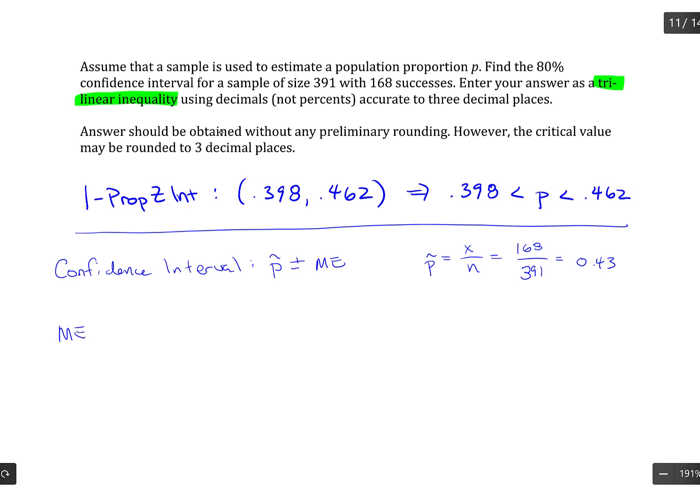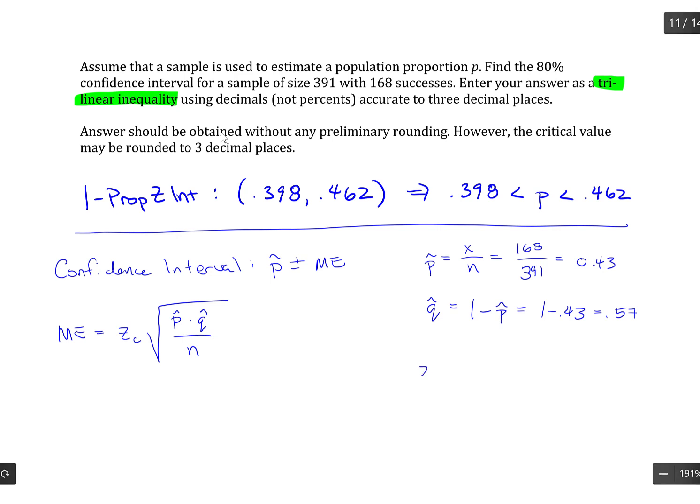Now, the margin of error. The margin of error is 2 separate calculations. We need to get a critical value based off of our level of confidence and multiply that by the square root of p hat times q hat all over n. These values we know already because p and q are always complements of each other, so if you have p hat, you can get q hat by just taking its complement. So 1 minus 0.43 would be 0.57. And we know n as well.